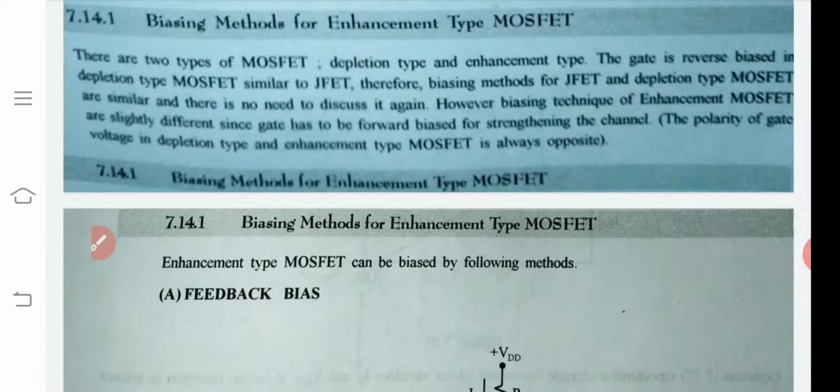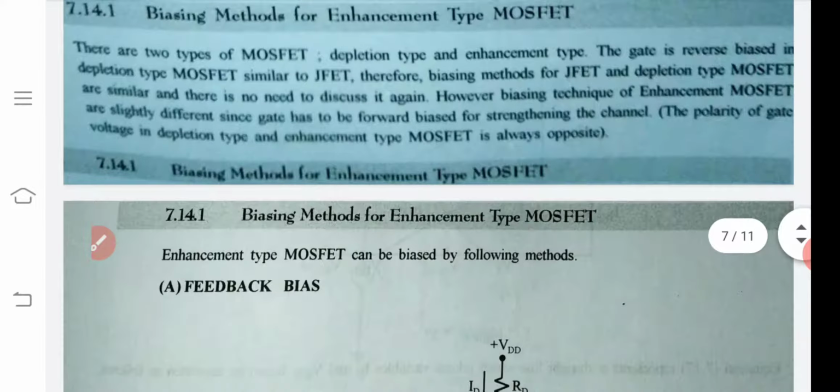Biasing method of enhancement type MOSFET. There are two types of MOSFET, depletion type and enhancement type. The gate is reverse biased in depletion type MOSFET, similar to JFET. Therefore, the biasing methods of JFET and depletion type MOSFET are similar, and there is no need to discuss it again, because we discussed it earlier in the working of depletion type MOSFET and enhancement type MOSFET.